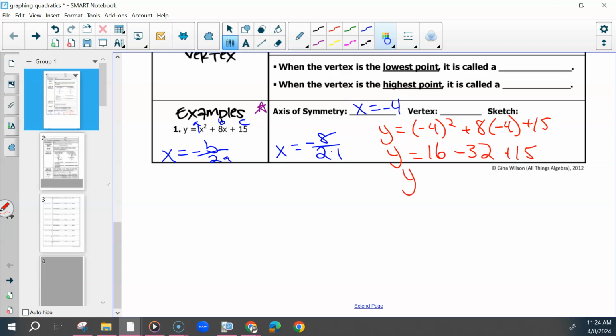What would your y value be? -1. So then your vertex would be (-4, -1) in parentheses.